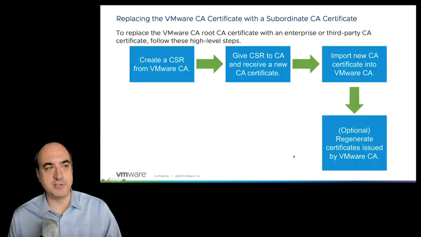So the order here is you generate the certificate signing request by the VMCA, give that CSR to your corporate CA, who will then issue a new CA certificate. And then at this point, you go ahead and replace the default certificate on the VMCA so that it can now issue new certificates. And at this point, you can now regenerate certificates issued by the VMCA with new certs that are trusted by your client systems, provided they allow for this, right?